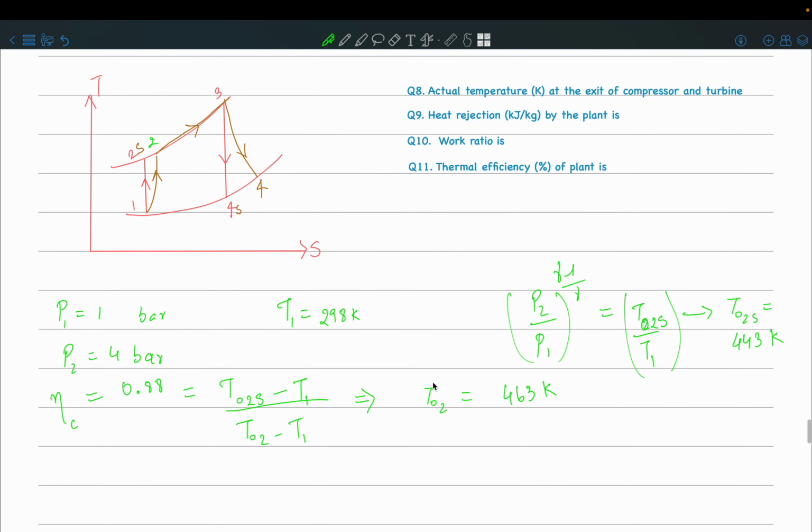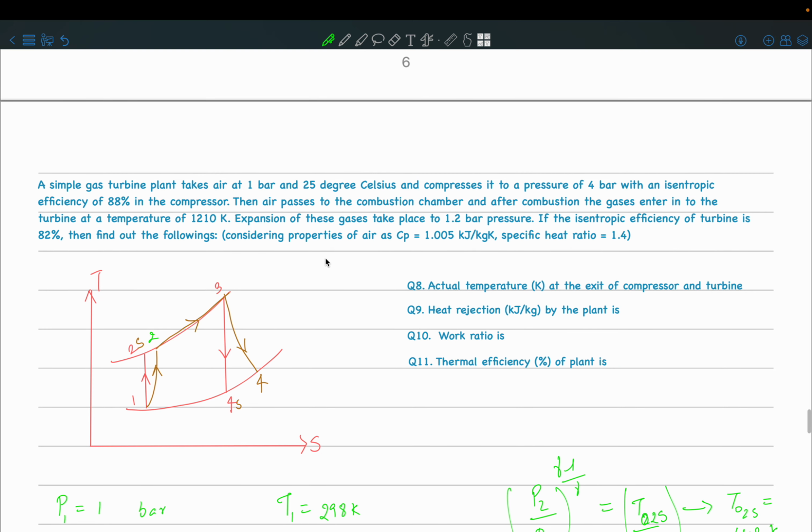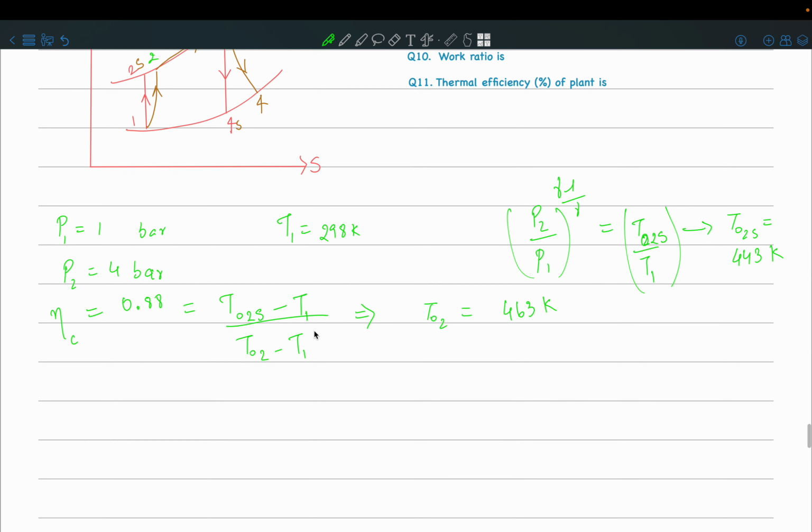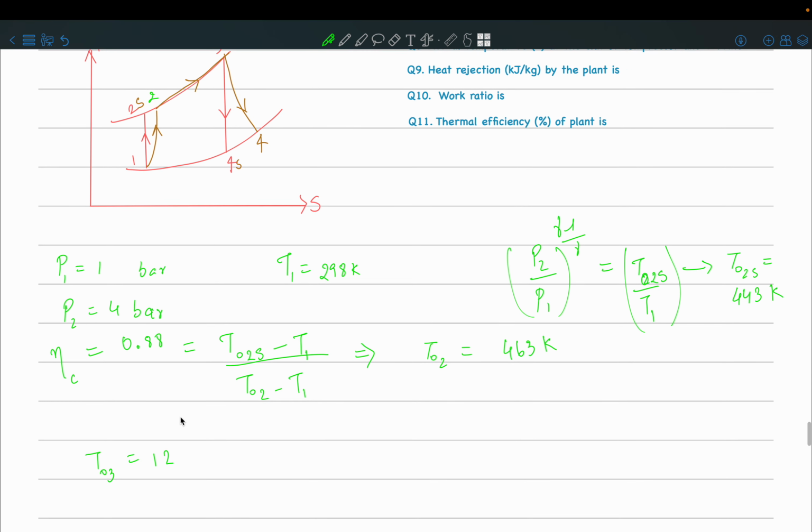Okay. Now what does the question say? So then the air passes to the combustion chamber, and after the combustion, the gases enter into the turbine at a temperature of 1210 Kelvin. So what we are given now is T03. T03 is given to us as 1210 Kelvin.